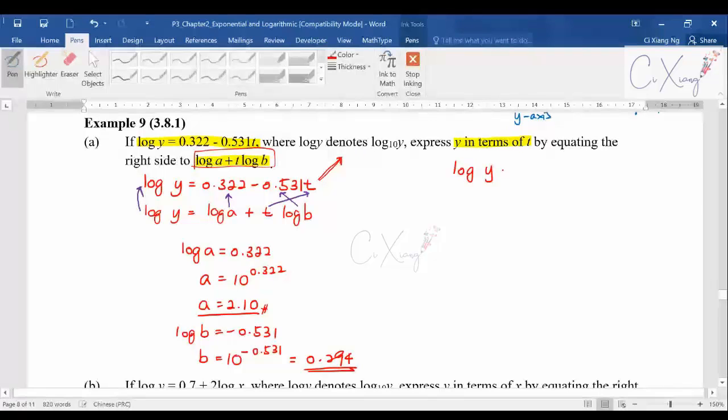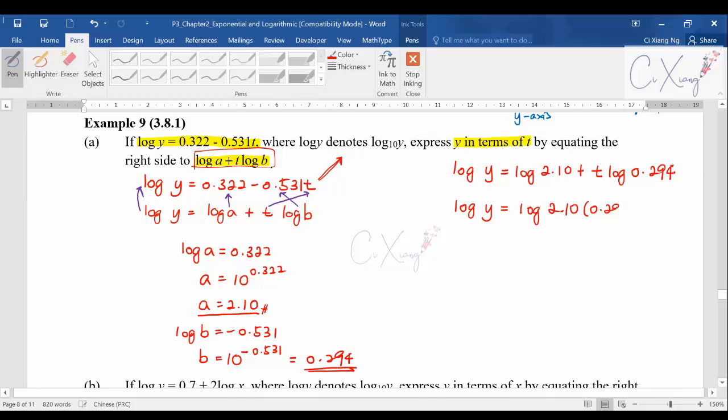So log y equals log a plus t log b. Okay, so now you want to express this equation as y in terms of t. That means you don't want to have any log. So if you don't want to have any log, I think I told you last time, right? If you want to cancel off the log, you have to group everything, left hand side and right hand side, with only one log on each side.